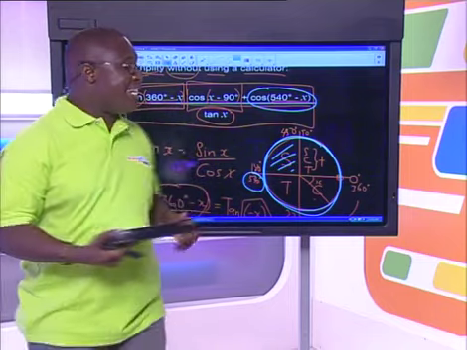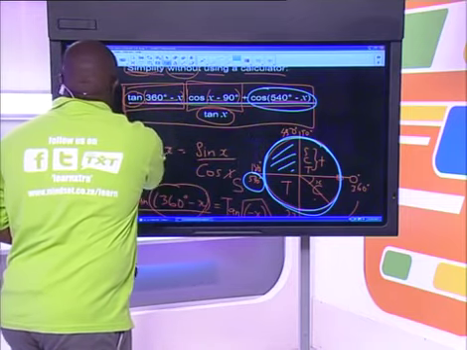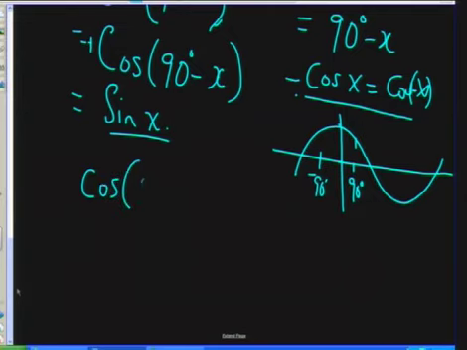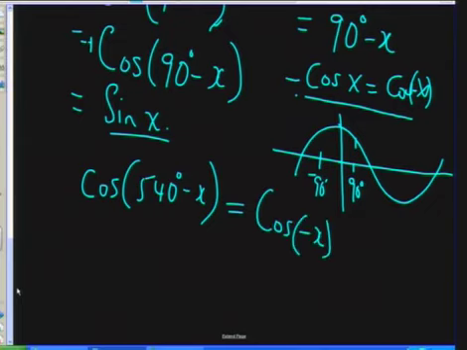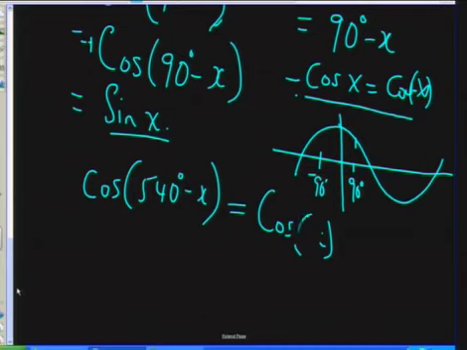Thus, cos will be negative. So we can reduce this to cos minus x. So cos 540 degrees minus x can be reduced to cos of negative x. But remember, minus cos x, because it's negative. So now we've got our numerator.